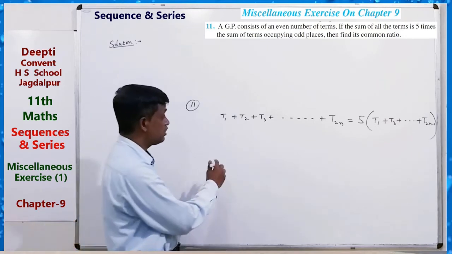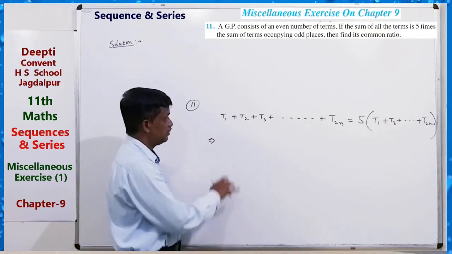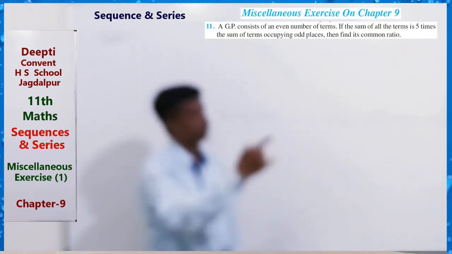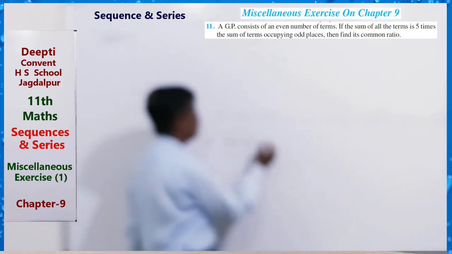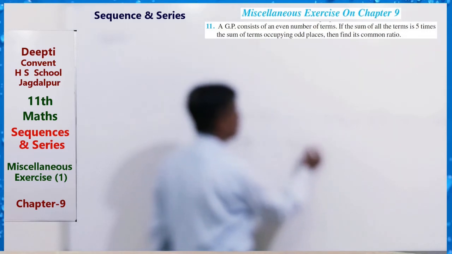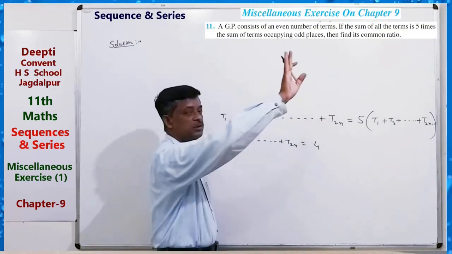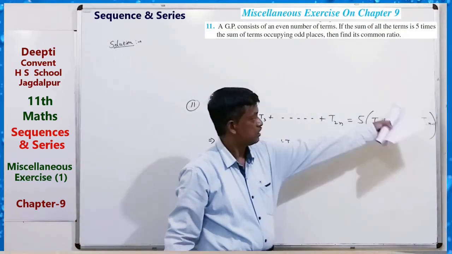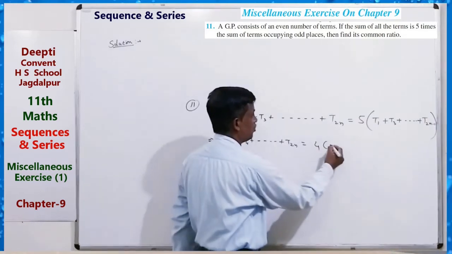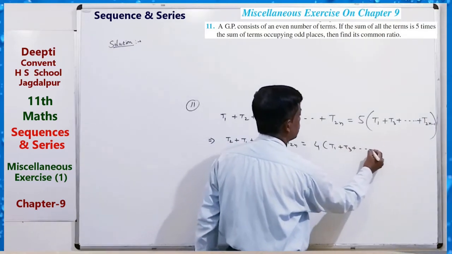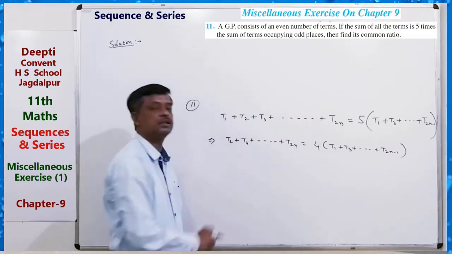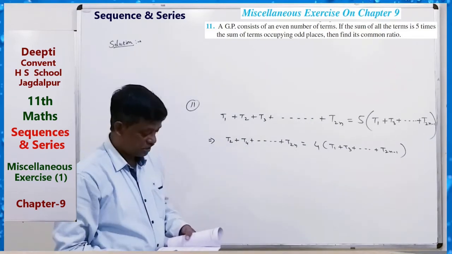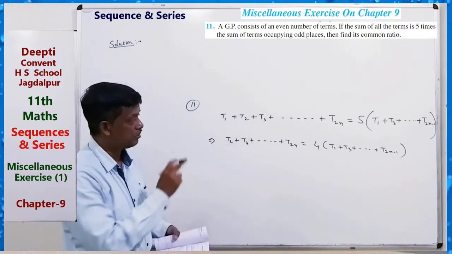From here we can write t1, t3, t5 up to t2n minus 1 is also here. Transferring to the right hand side, 4 times will be there. The remaining terms t2, t4 up to t2n equal 4 times t1 plus t3 up to t2n minus 1, because the odd terms are also on the left side once. Here also n terms, and here also n terms. These are terms of a GP.